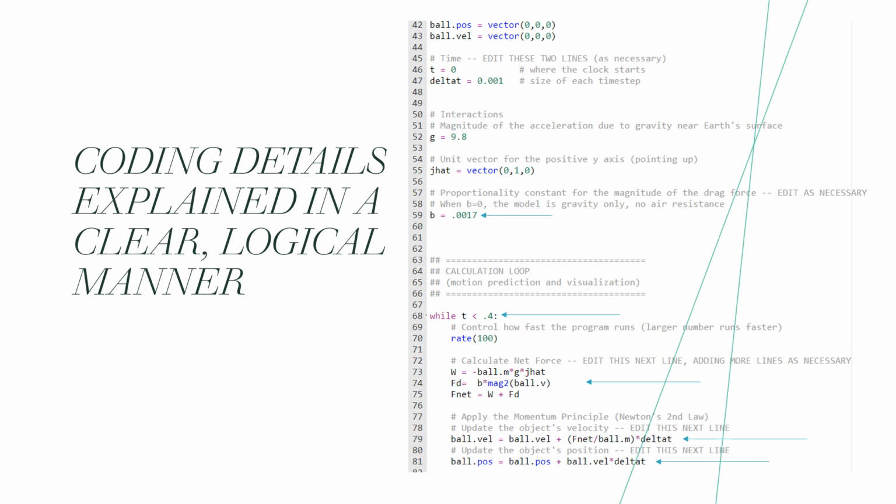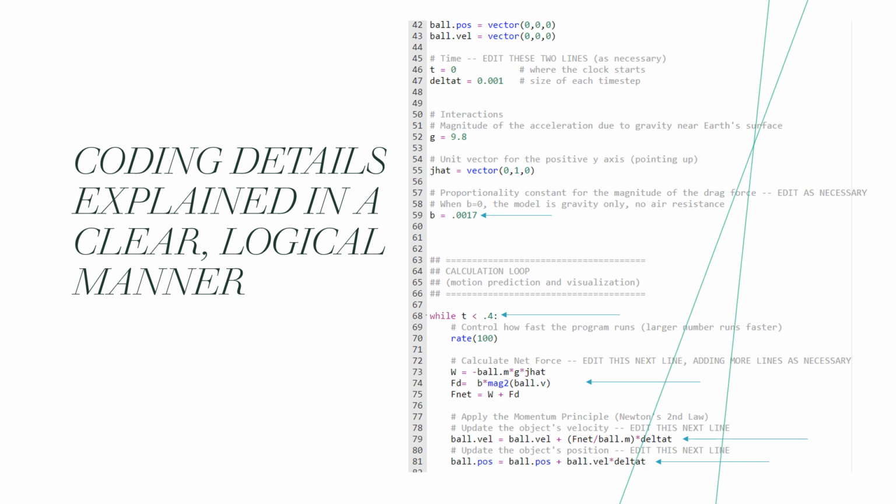The coding details explained in a clear logical manner. So basically, if you look at the first arrow, we set b equal to 0.0017 because it was given to us as that. And then the next arrow is the time of the experiment. So when time is less than 0.4, these conditions apply, and 0.4 was when the ball hit the ground. So I made that the last time that it would go to.